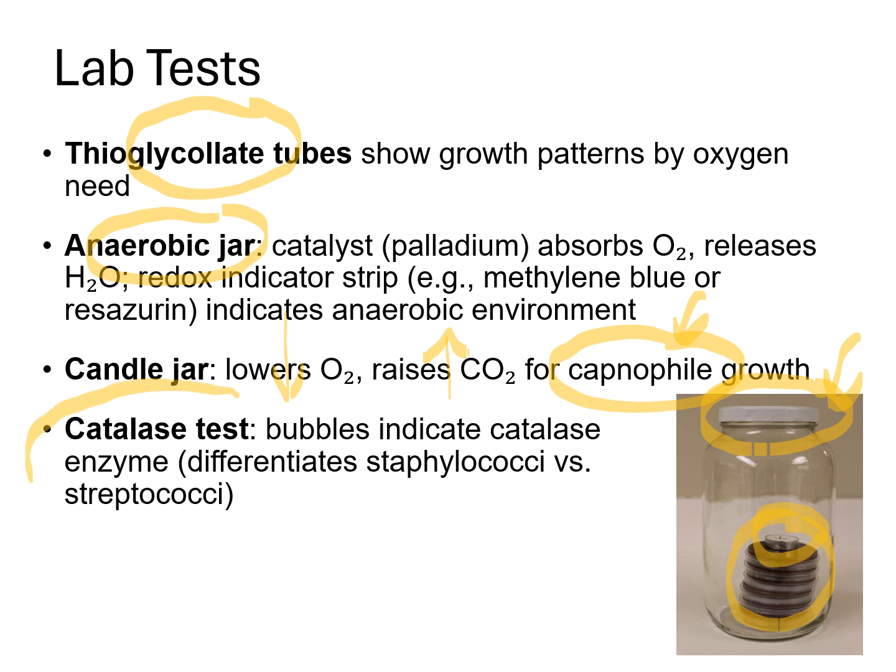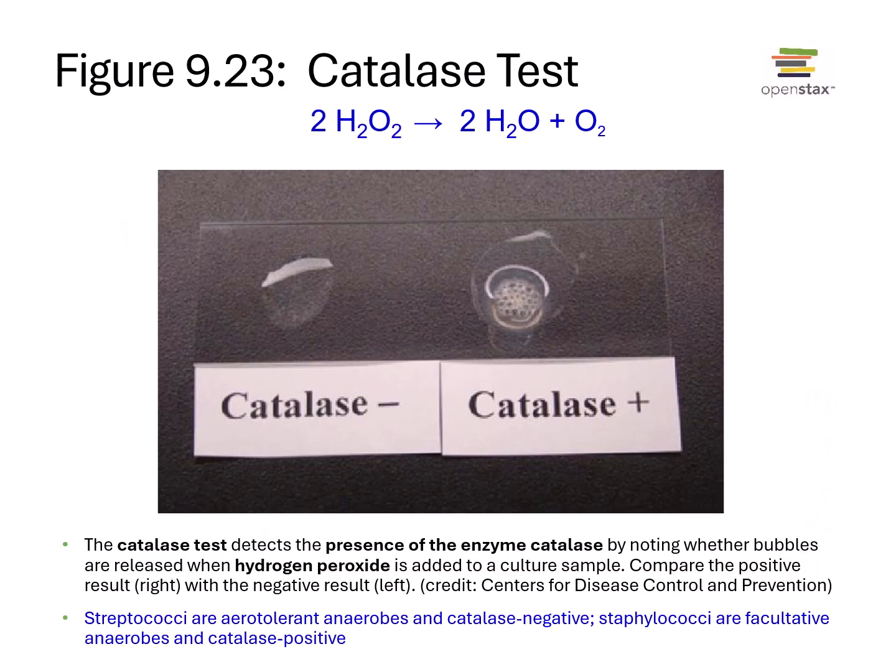And the next slide, I'll show you the catalase test. This will detect the presence of catalase enzyme and helps us differentiate between staphylococci and streptococci. So the catalase test helps us differentiate organisms by the enzyme catalase, and catalase catalyzes this reaction.